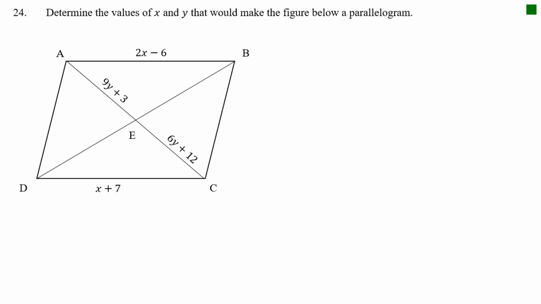Number 24, determine the values of x and y that will make the figure below a parallelogram. Okay, so they want x and they want y. Again, they're asking for variables, which means we're going to have to set up equations, most likely an equation per variable. Okay, the only places I see x is up top here on the line segment AB, and on the bottom on the line segment DC.